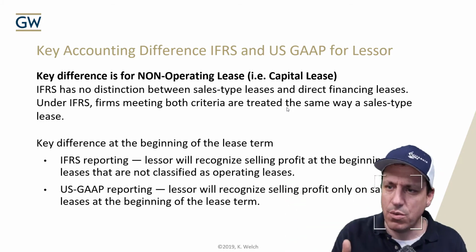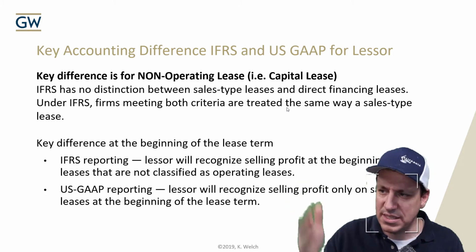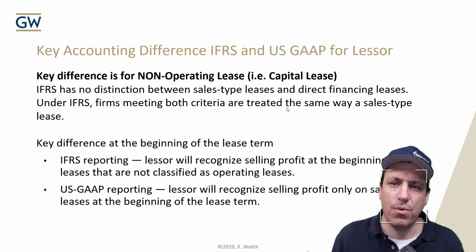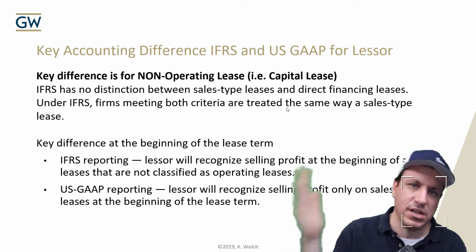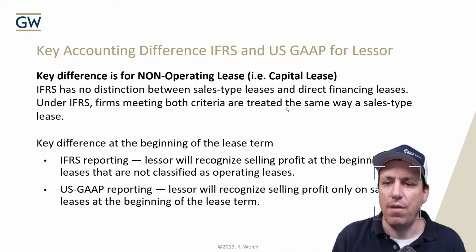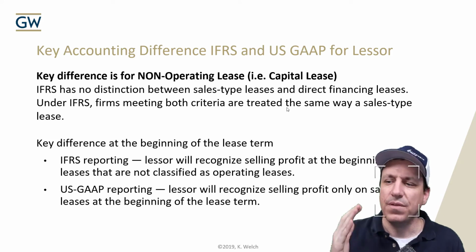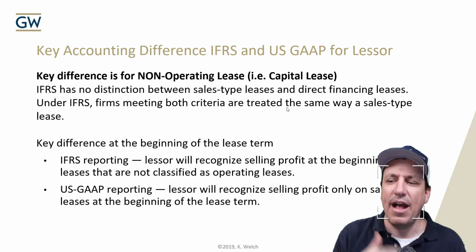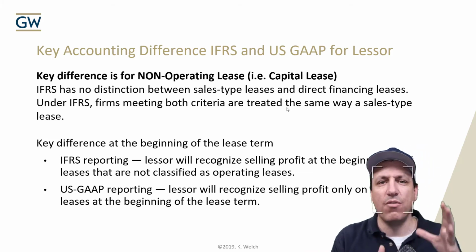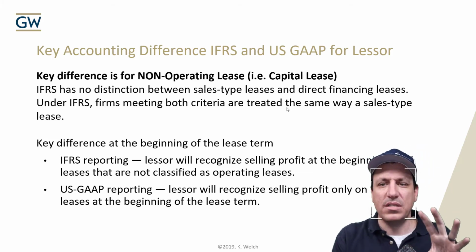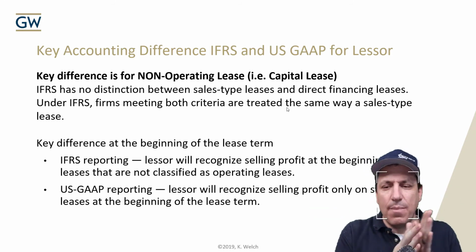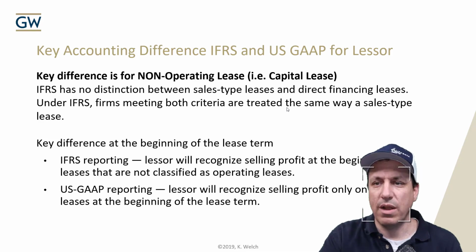In IFRS reporting, the lessor will recognize the selling profit at the beginning of all the leases that are not classified as operating leases. So under IFRS, you're going to recognize all the profit on that lease upfront. Under US GAAP reporting, the lessor will recognize the selling profit only on sales type leases at the beginning of the lease term. All right, so IFRS and US GAAP line up on sales type leases, and then all capital leases under IFRS. US GAAP is a little bit different for those direct financing leases.